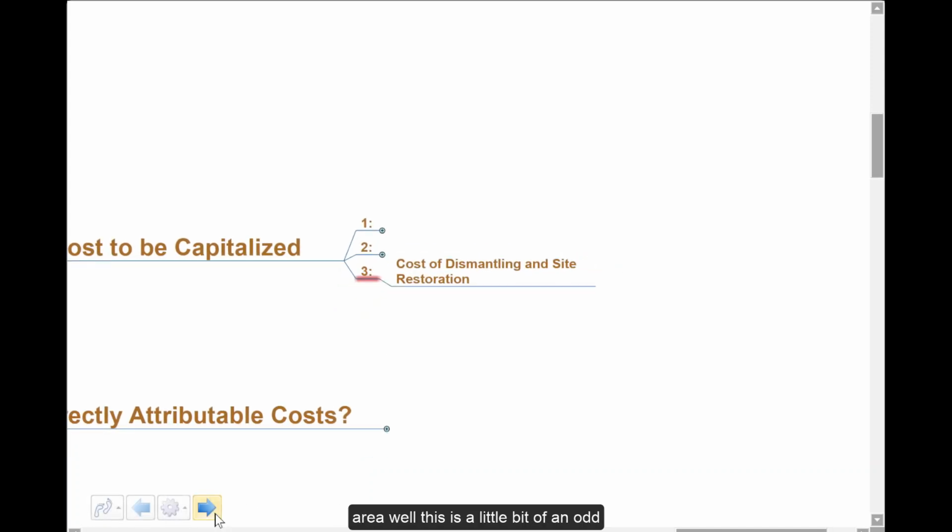What about the third area? Well, this is a little bit of an odd one in one sense, and we're making assumptions here, but perhaps the site itself, perhaps the place or location on which the asset is going to sit in some way. Let's say it's a piece of equipment, could even be a building or something similar. Maybe there's some costs associated with that, getting that location or that site restored or dismantled, etc., etc. Okay? So 3 main areas.